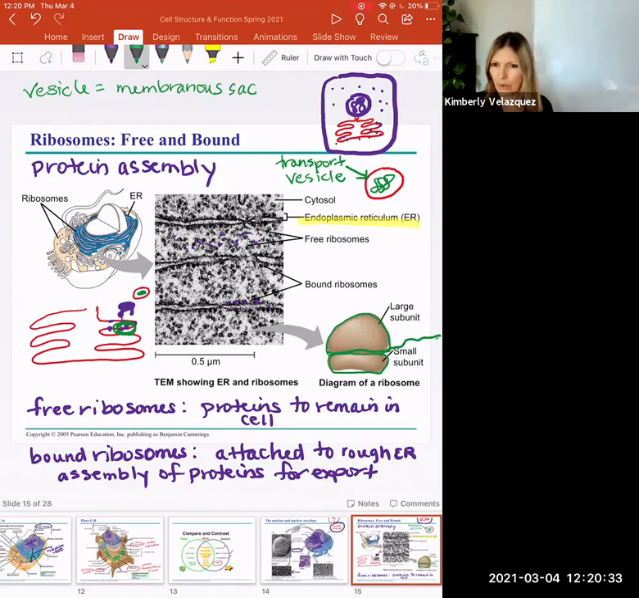So for example, we've talked about insulin. Okay, insulin is a protein hormone. Insulin is made in the pancreas. Doesn't do us any good if it stays in the pancreas. It needs to get out of those pancreatic cells and into the bloodstream to allow us to regulate our blood glucose levels. The way that happens is it's made on rough ER in those pancreatic cells, and then is packaged in a transport vesicle, pinches off from the ER, and that's going to move through the cell, and eventually that product is going to leave the cell. And we'll see how that happens.